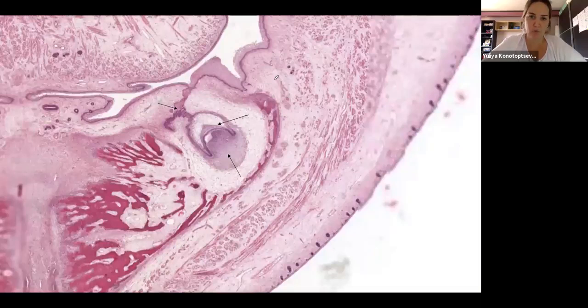So let's magnify. What do we see? This is the tongue, right? And the sublingual salivary gland. As you can see, it's still developing because these are only ducts. We can only see the ducts are formed. There aren't any acini yet. It's still very early. So what do we see? What is this?